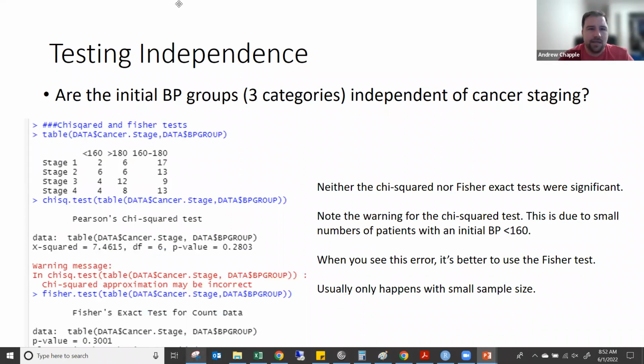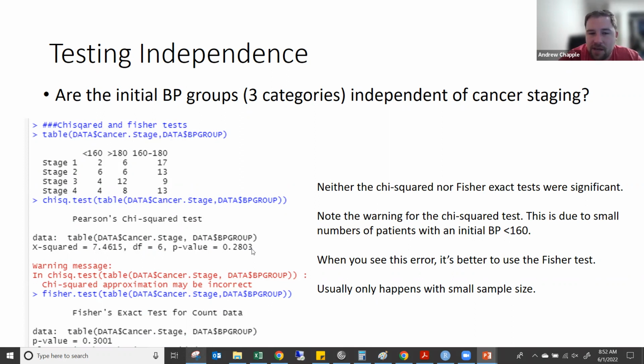Independence. So this is a multi-group test of independence. This is categorical data. I can just table things together. This is cancer stage and BP group. So maybe I want to know, do these differ? Are these independent of each other? And I can do chisq.test and just plug in that table.